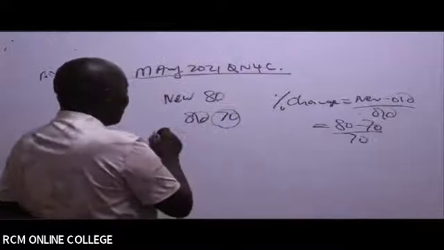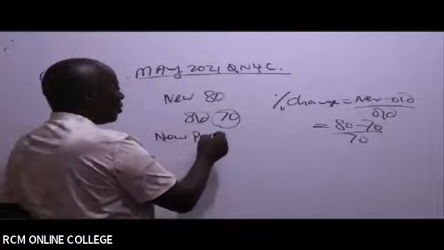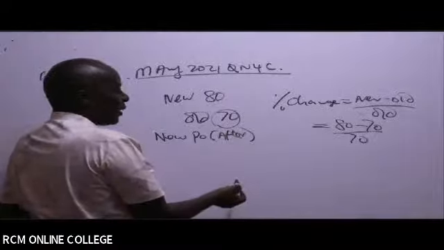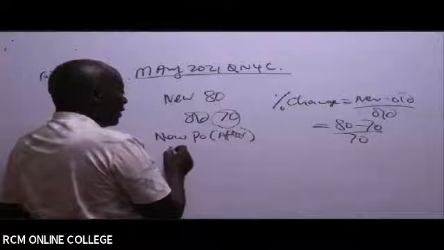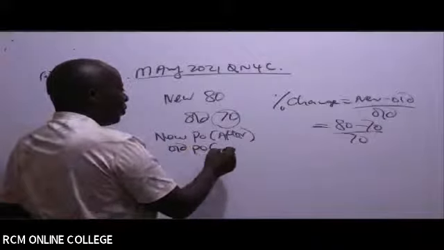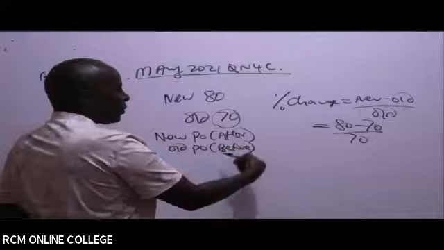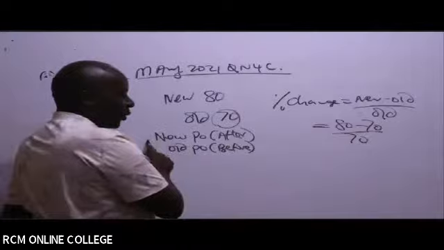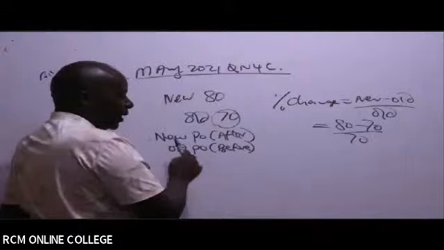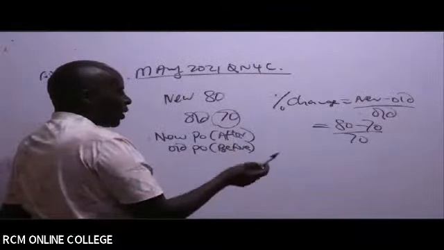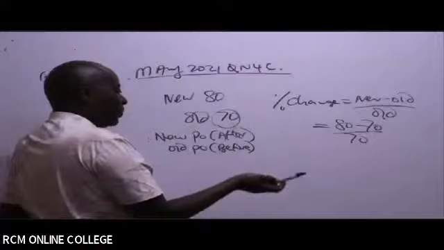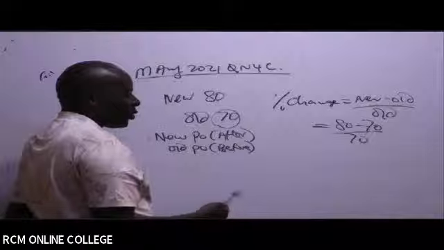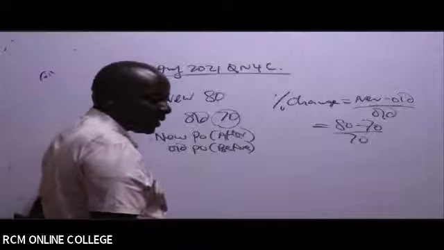So like in this case, our new PO will be the one after reconstruction, right? And then the old PO will be the one before reconstruction. So now I hope Nelly, you have been able to get your answer here. So the percentage change, you take the price after reconstruction minus the price before reconstruction, all over the price before reconstruction. Whatever you get, times 100%.